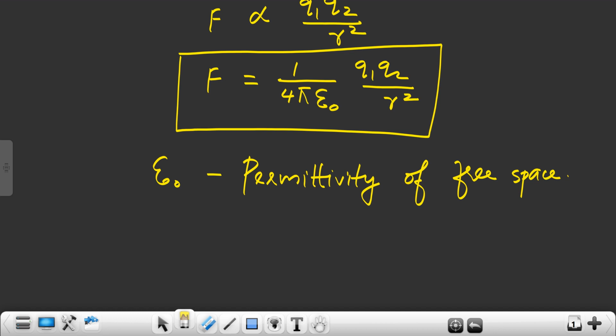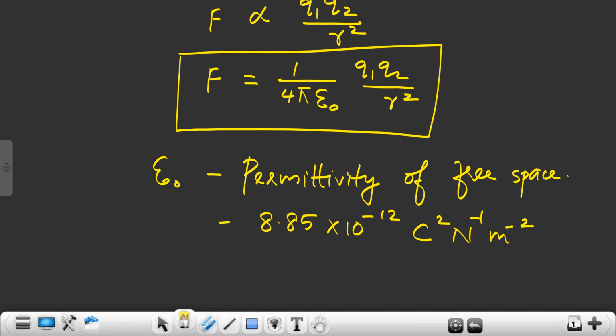Permittivity means the ability of a medium to store charge. The value of epsilon 0 is 8.85 into 10 raised to minus 12 coulomb square newton raised to minus 1 meter raised to minus 2.